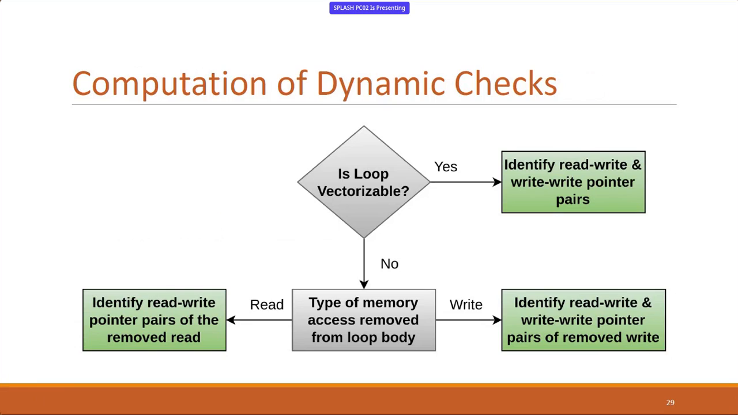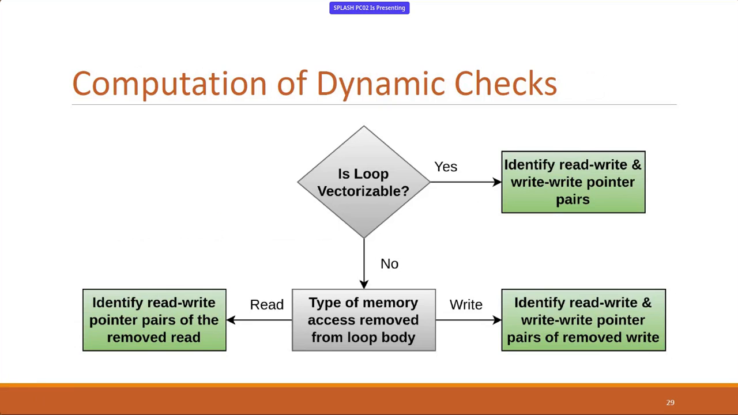Then if a write is removed, we need to ensure that that specific write is never read or updated inside the body of the loop. So we add the dynamic checks between the removed write and all the read-write pointer pairs.